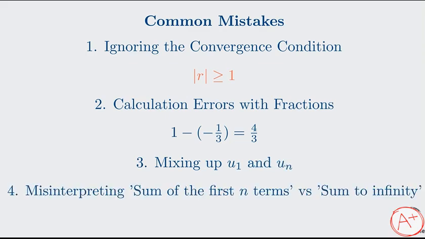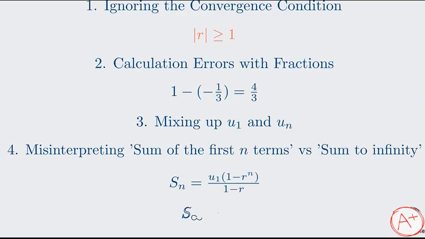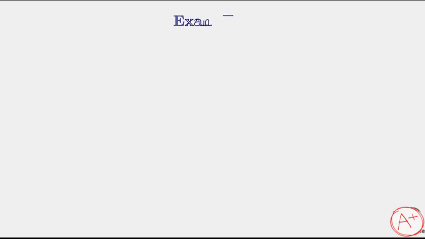Read the question carefully. If the question asks for a specific number of terms, use the SN formula. Only use the sum to infinity formula when the question explicitly mentions an infinite series or the sum to infinity. When you are sitting your IB exam, keep these strategies in mind to maximize your score.